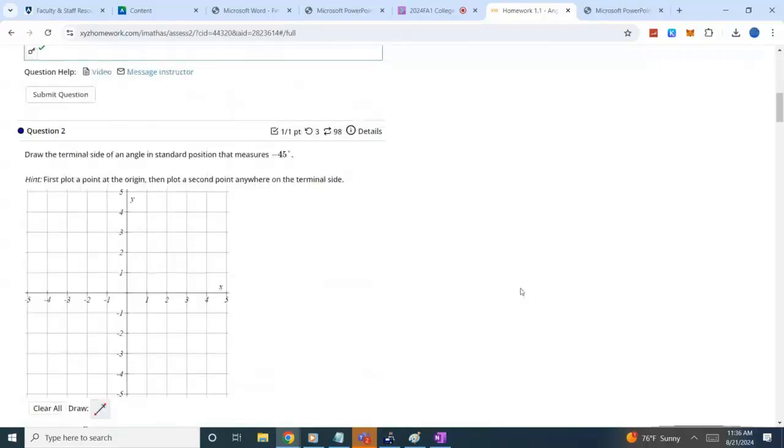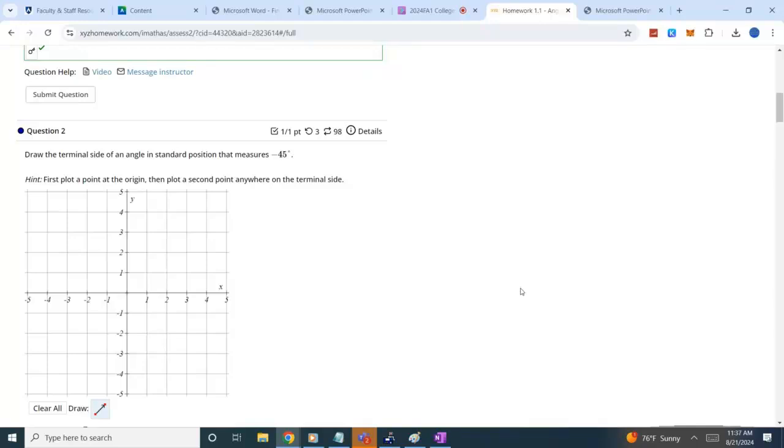Can you explain terminal side again? The initial side would be like, an angle has two rays. The initial ray is the starting ray. And that initial ray always is here. The terminal side is the other ray to where that angle actually points.